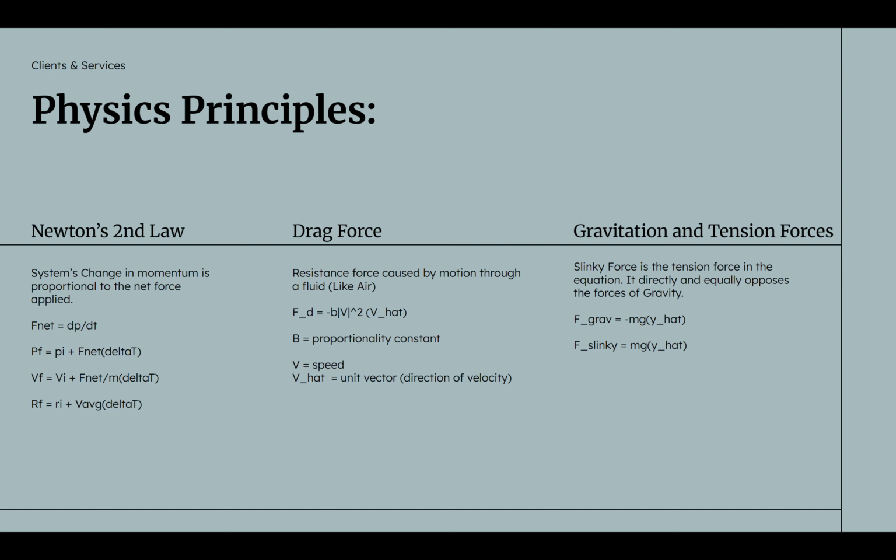Gravitation and tension forces. In this case, the slinky force is the tension force, and we are on the surface of Earth, so there's going to be gravitation. The slinky force directly counteracts the force of gravity. So we have the force of gravity, which is just negative mg in the y direction, and the force of the slinky, which is just the opposite of that, which is mg in the y direction.